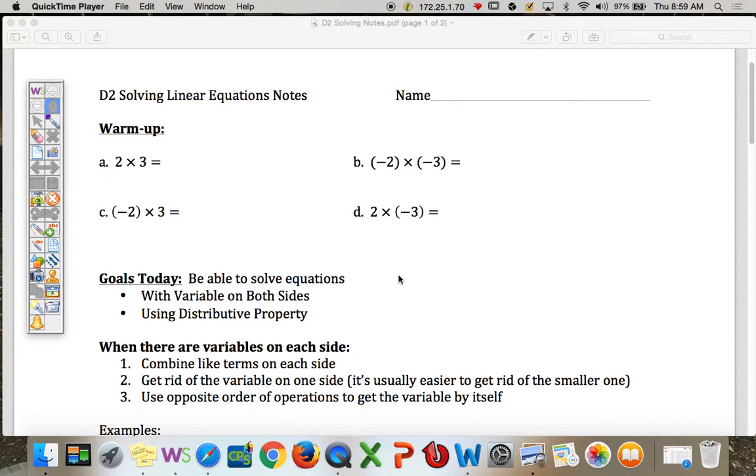Today is the second day on solving, and we have two goals today. Can you solve equations with a variable on each side? And can you solve equations that have distributive property? So let's start with a warm-up.